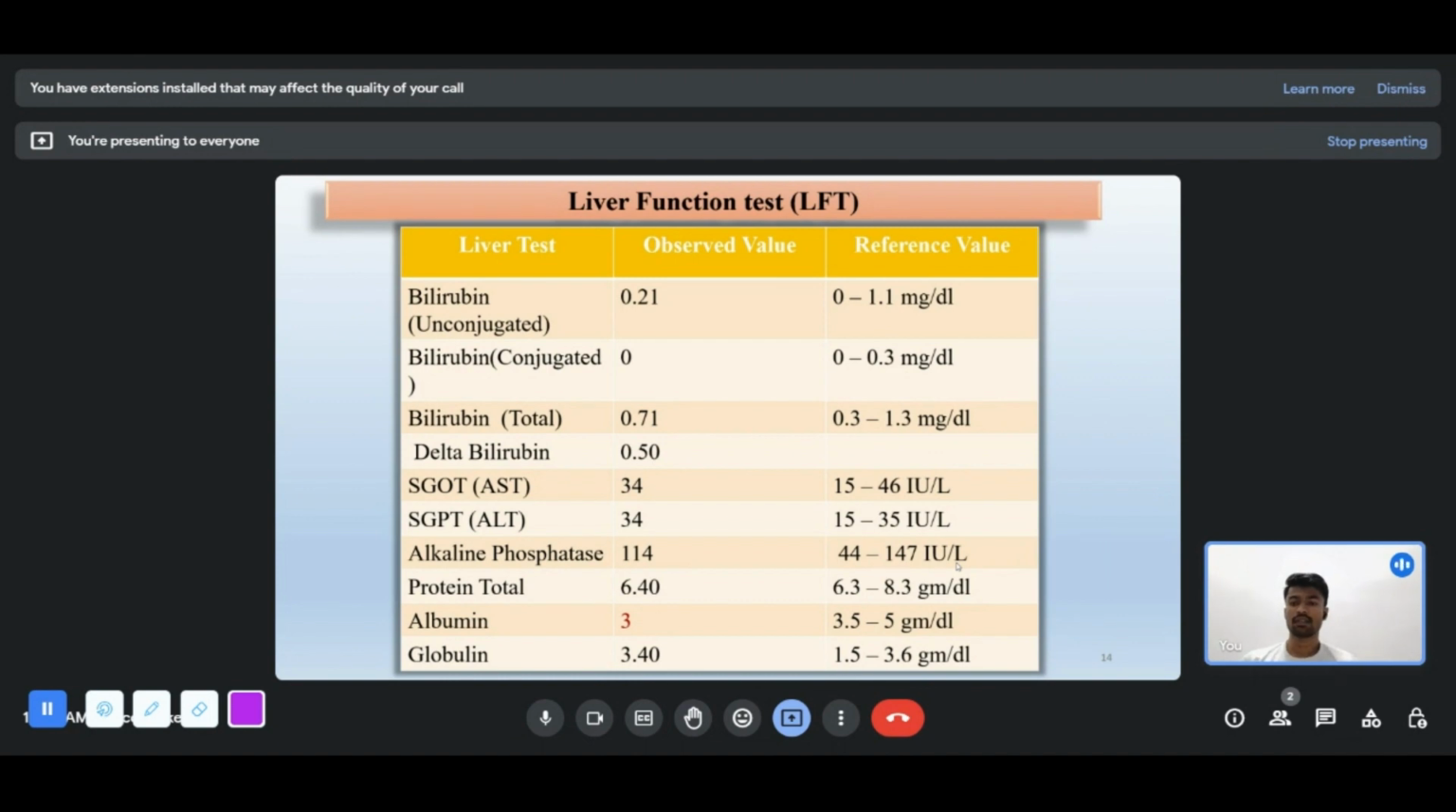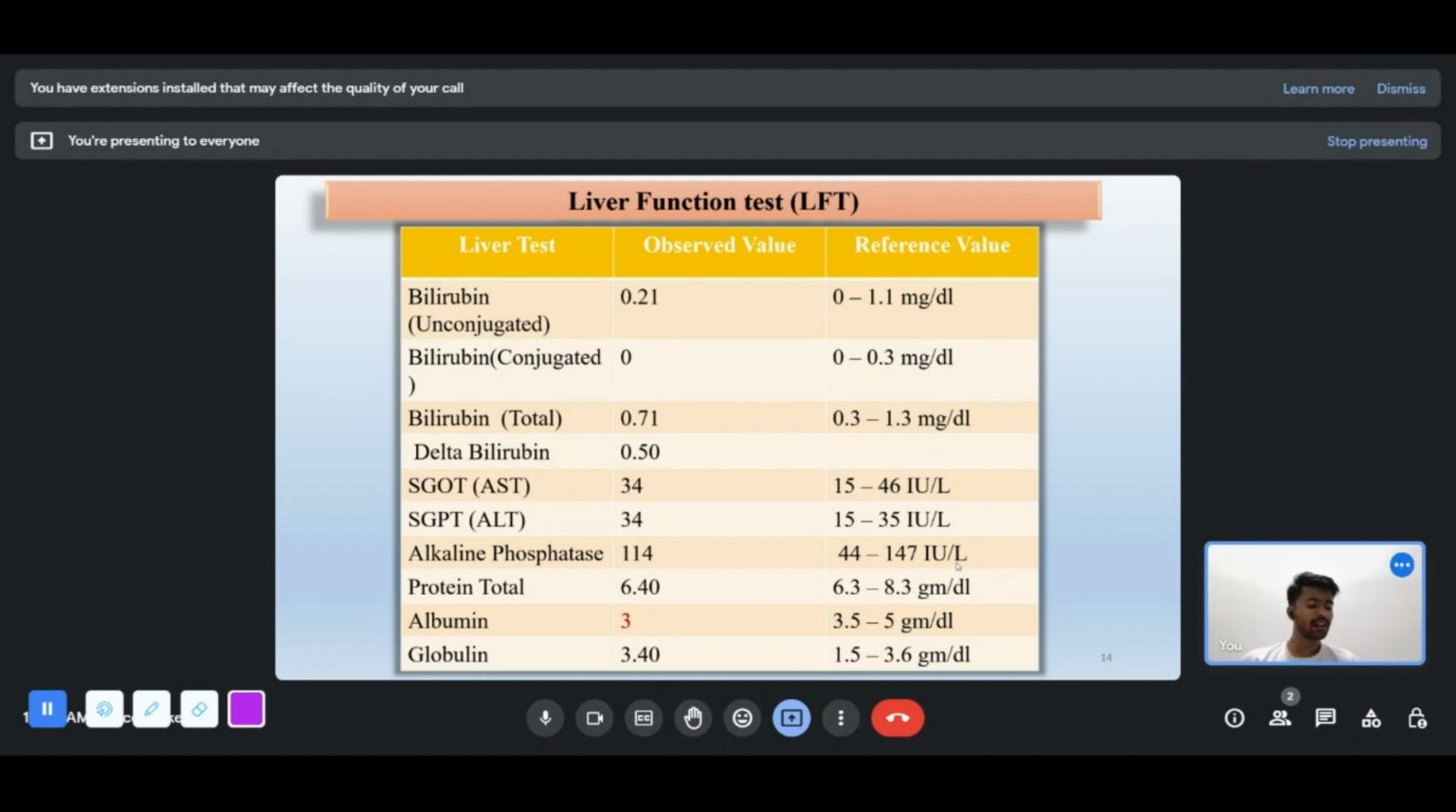Next, liver function test. The tests carried out are bilirubin conjugated, bilirubin total, delta bilirubin, SGOT, SGPT, alkaline phosphatase, protein, albumin, and globulin. We can see here all the values are normal except albumin. Then is there any special reason for this? Yes, albumin secretion decreased due to the insulin deficiency. Albumin is the primary protein excreted by the kidney, and there is a low concentration of albumin because the kidney secretes the albumin through the urine. So it is called albuminuria.